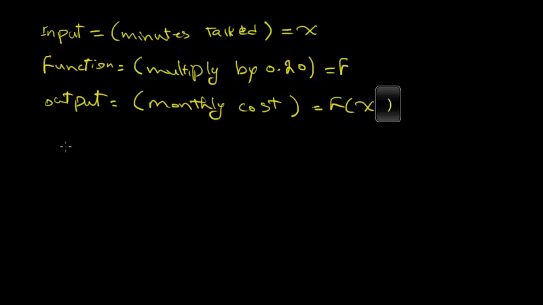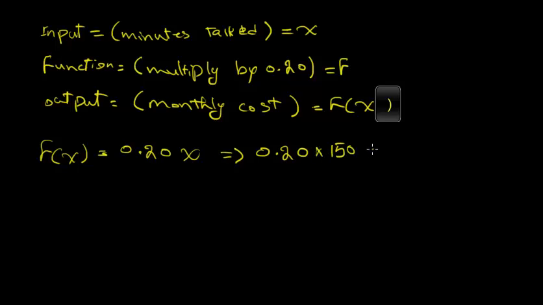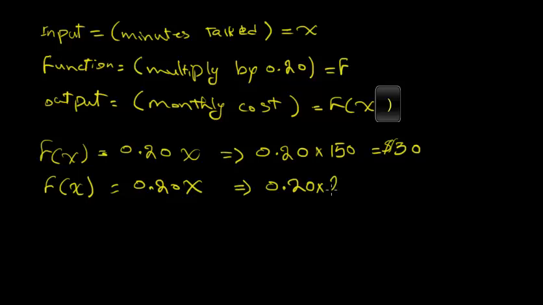So if you are interested in writing a function for the cost of the phone, you can write f of x equals 0.20 x, which is 0.20 times 150. That equals $30 per month. Let's say we talk 200 minutes. So we write f of x equals 0.20 times x, which equals 0.20 times 200 minutes, and then we'll have a bill of $40 per month.